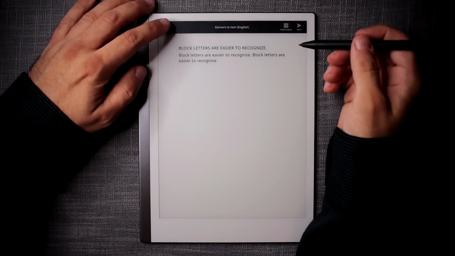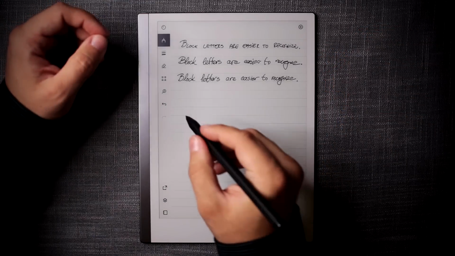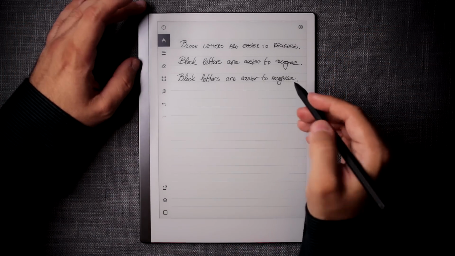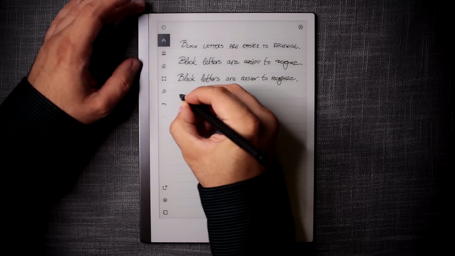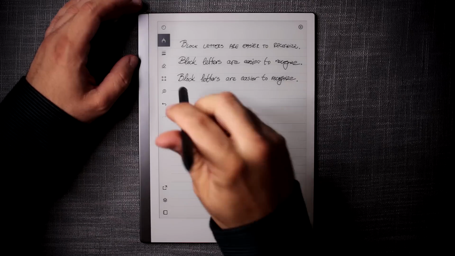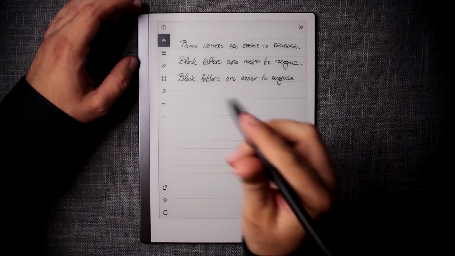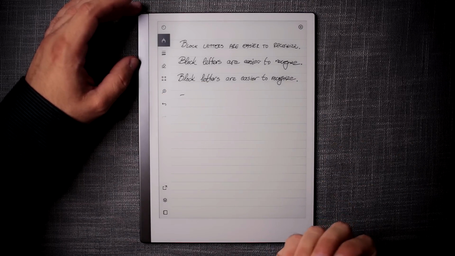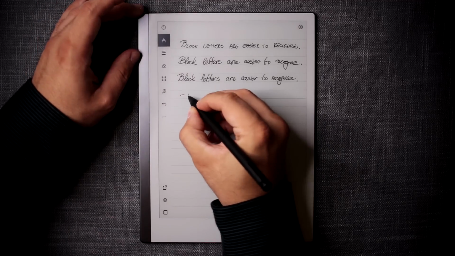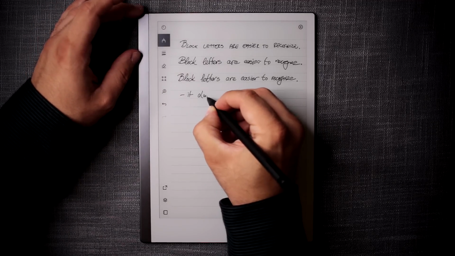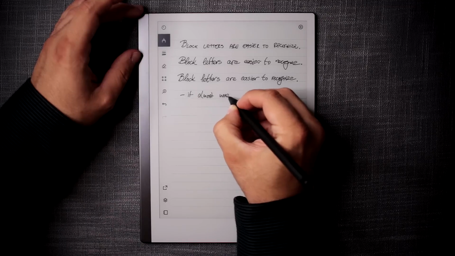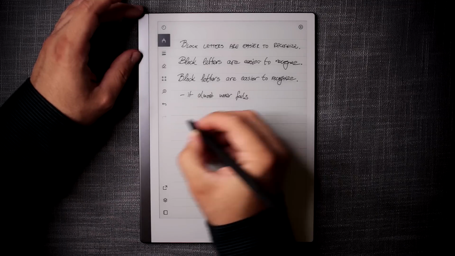What about other things such as bullet points? Well, it's actually really good at recognizing bullet points, but not if you write them like this. I wouldn't really recommend that. I would always go with the dash, because with the dash, it almost never fails.